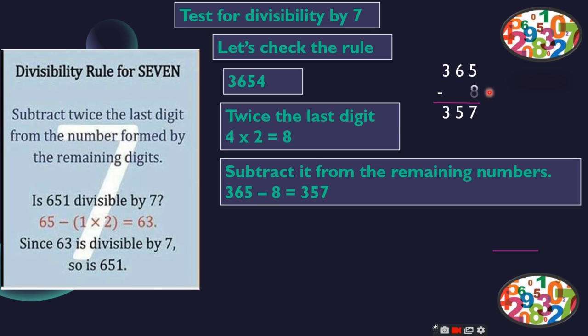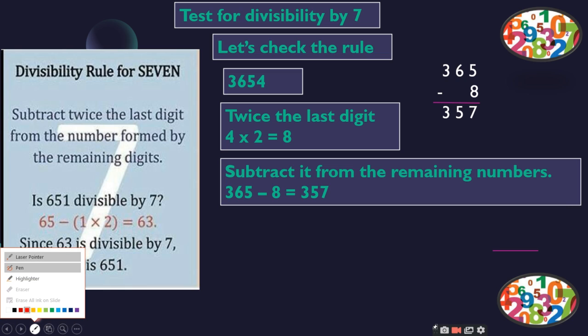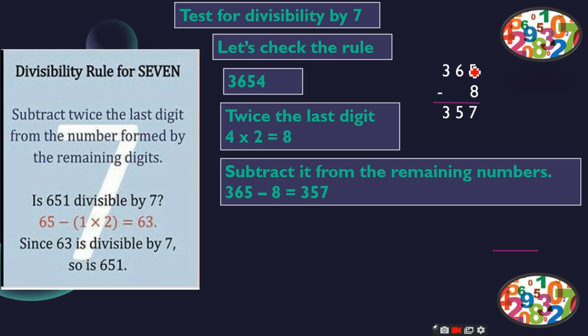Let's see. 365 minus 8. We take the carry from 6. It's 15. 15 minus 8 is 7, and it's 5, and 3. So the answer is 357.